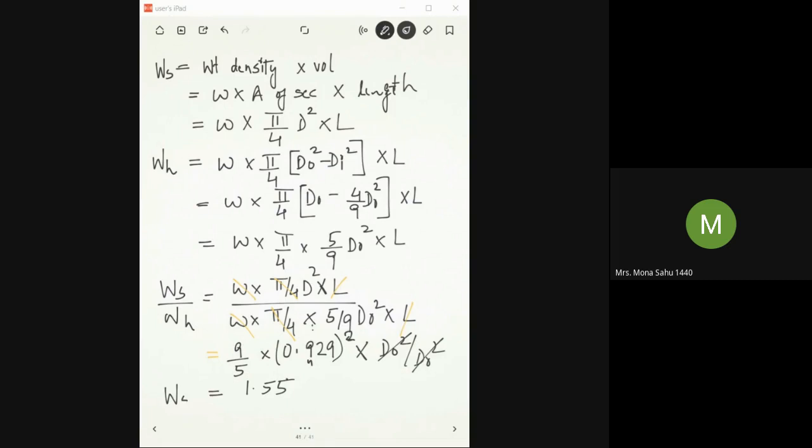So WS shaft is 1.55 times weight of the hollow shaft. So the hollow shaft will be obviously lighter. Okay, so that's the answer. If you have any doubts, please ask.